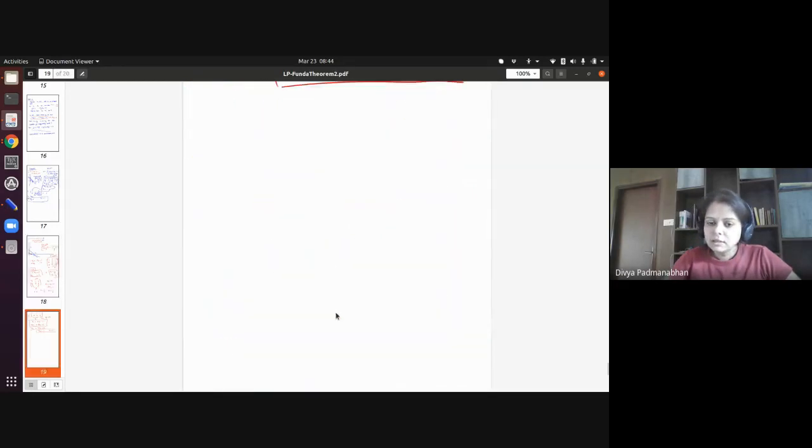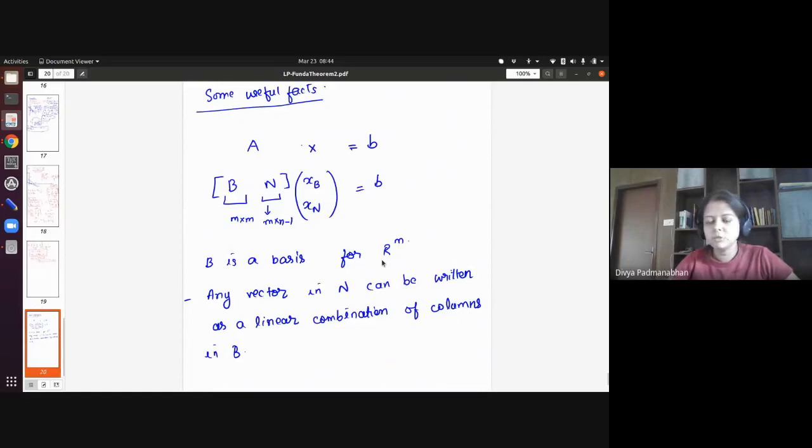One thing I wanted to remind you. For these basic feasible solutions, an additional point that will be useful later is that this B is a basis for Rm. So any of these non-basic column vectors you take, you can also represent as a linear combination of these basis vectors. That is a fact I would like you to have at the back of your mind, because that will play a role later.